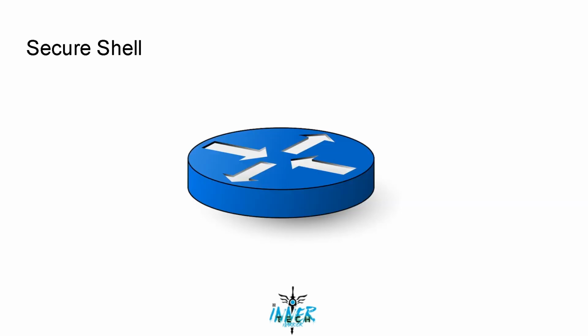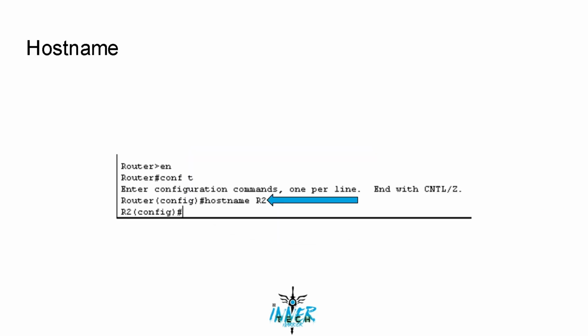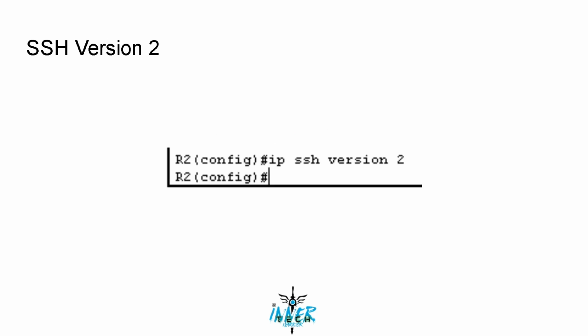To configure SSH on router 2, we have a few steps to do beforehand. Let's first set the hostname for identification, hostname R2. Let's enable SSH and set it as version 2. SSH2 provides better security through stronger encryption methods. We use the command IP SSH version 2 to set it.